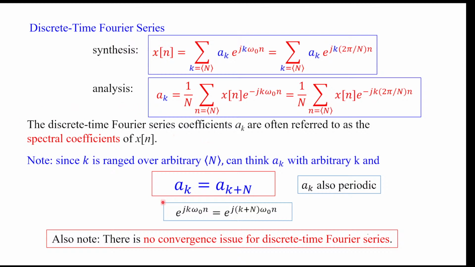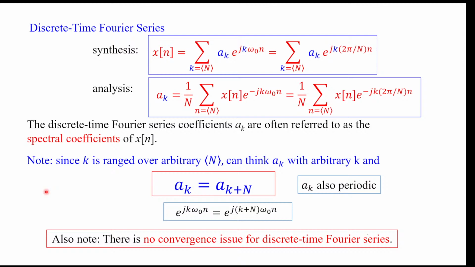As we said before, because we are in discrete time, we have this extra property that a_k is also periodic, with period big N. Because k ranges over an arbitrary interval of length big N, then instead of thinking of a_k as only defined on this interval, we can extend the definition of a_k to be a periodic function. This happens only in the discrete case. That is, a_k is periodic with period big N.